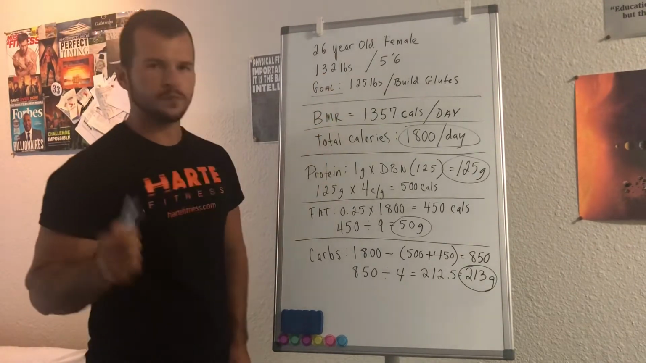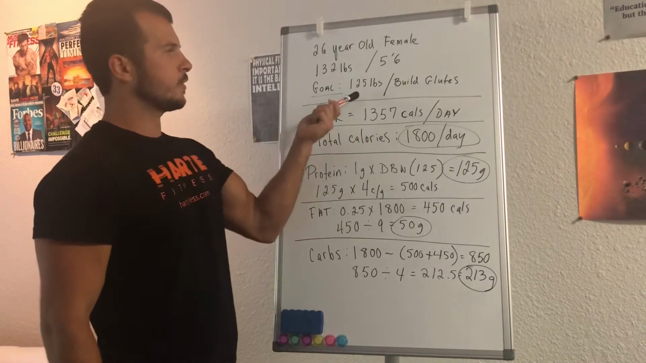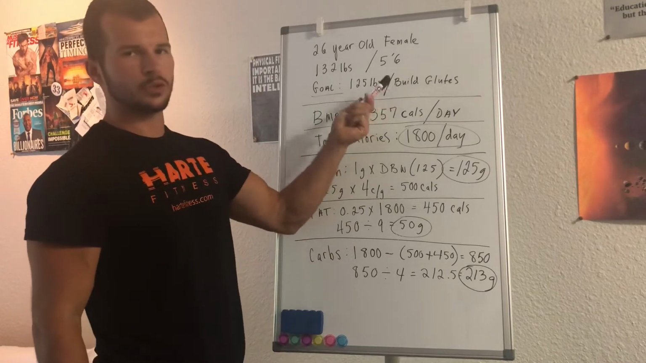So I have an example here. We have a 26-year-old female who is 5'6", 132 pounds, and her goal is to get down to 125 pounds and also build up her glutes.